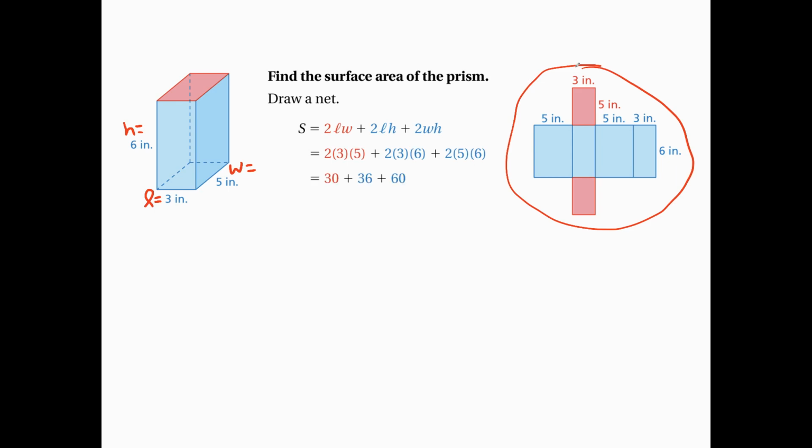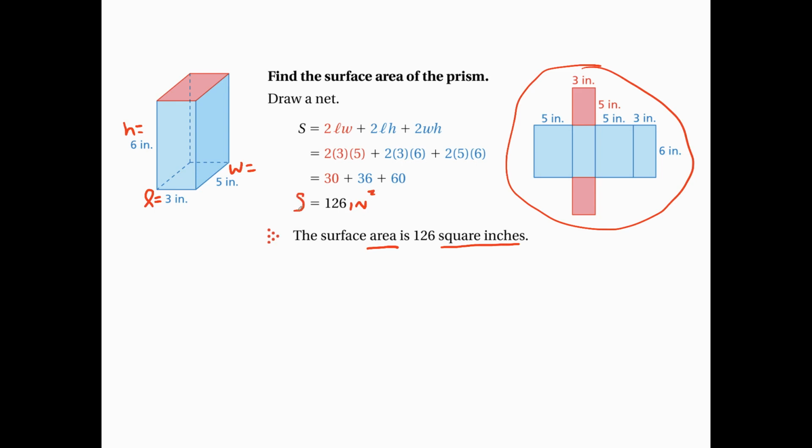Multiply everything out. Find the sum. It's 126. And remember, we're looking for surface area. And remember, area is always squared. So I could have written this as 126 inches squared. That could have been my answer too, right?